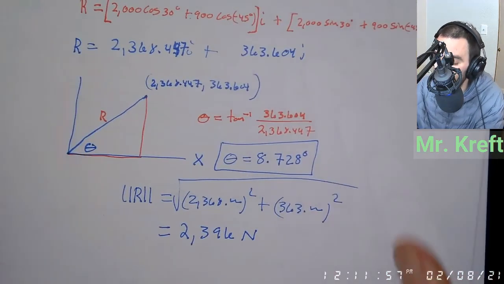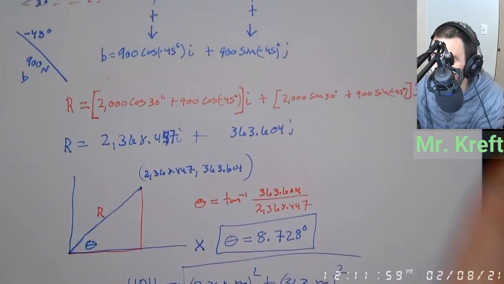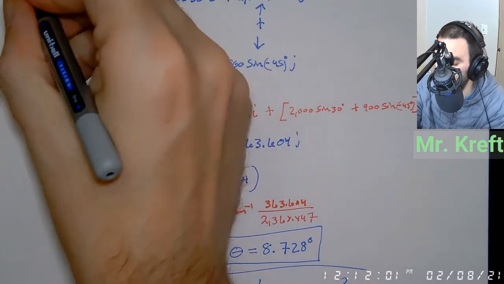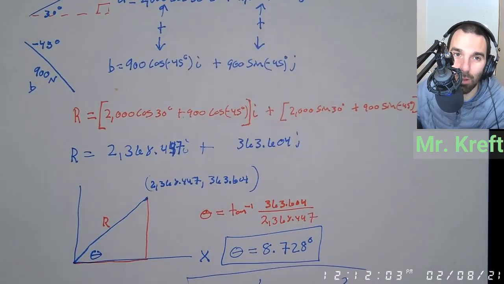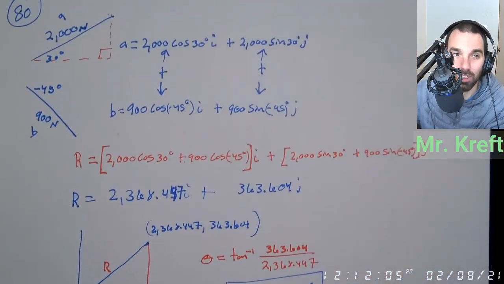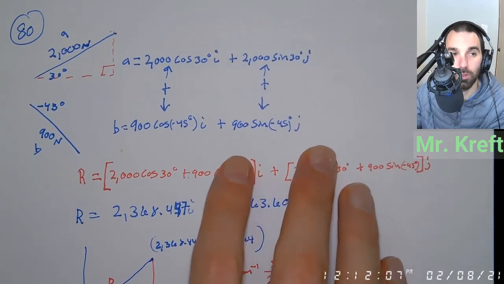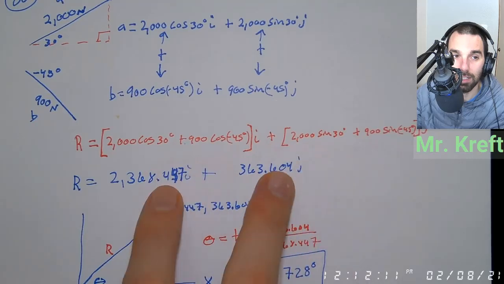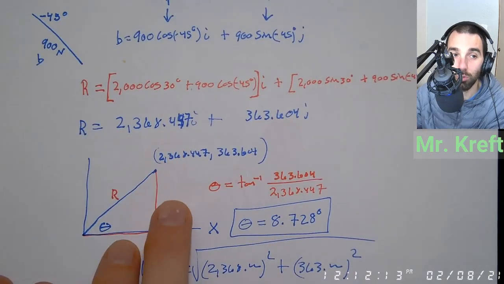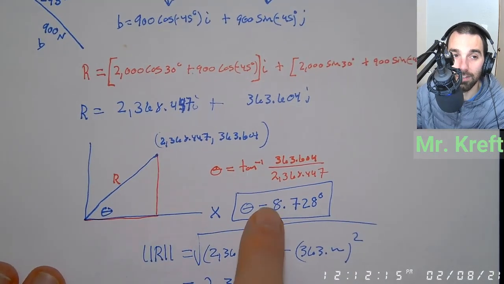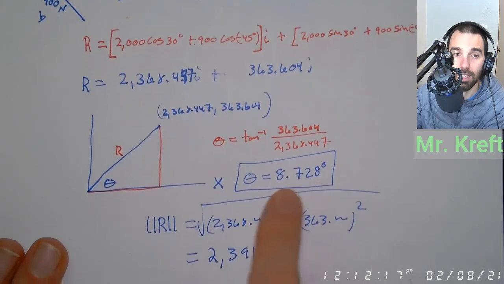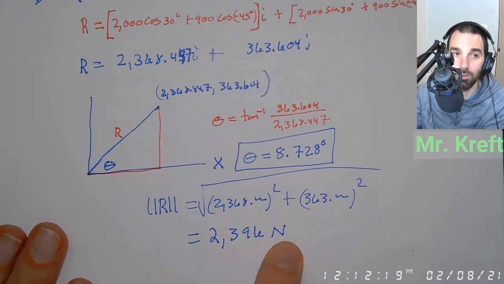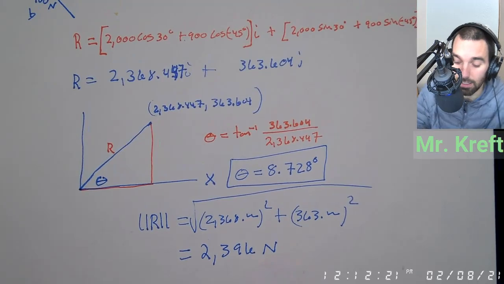So I hope you guys, that was a really great example. This was problem 80 in the book. So if you guys want to write that down, this was problem 80. There's a homework problem just like it in tonight's homework. So what did I do? So first, I found the component form of each vector. I combined them to get a number. Then I can use right triangle trig to find the direction and the magnitude.